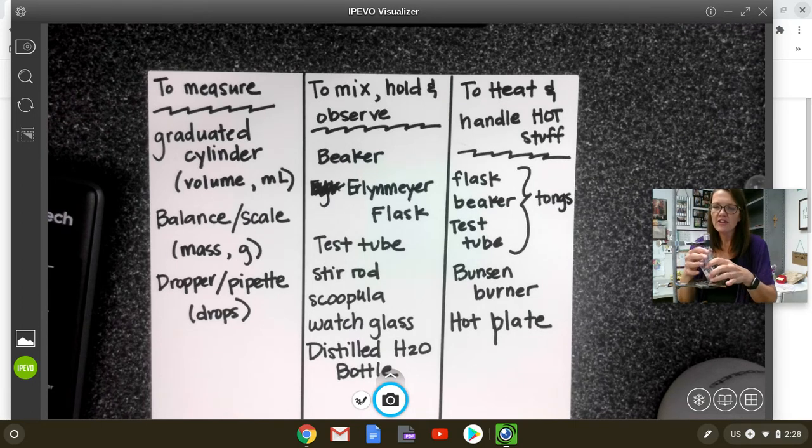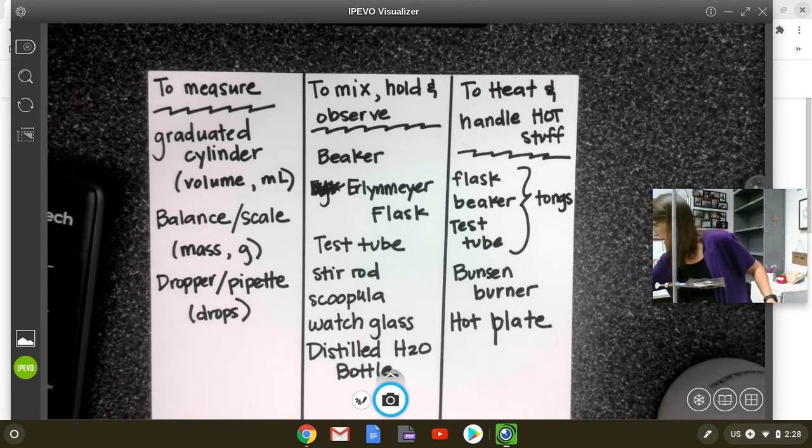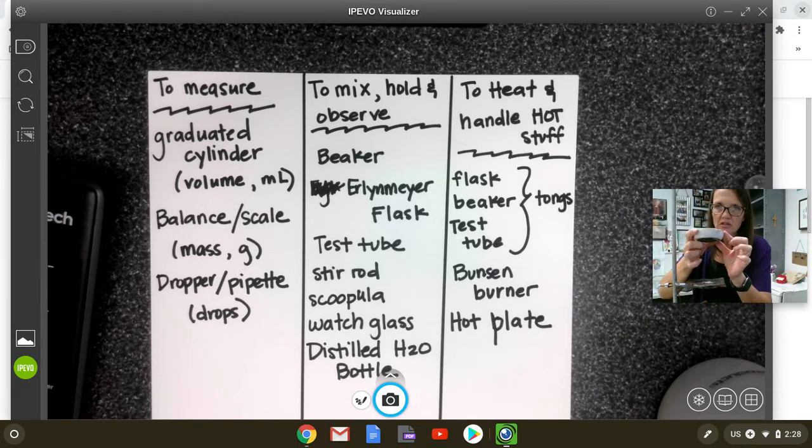The other thing that you can do with this whole ring stand setup is you can use what's called an evaporating dish. Okay, we can heat an evaporating dish a couple of different ways. One way is you can set it directly on the ring stand. They are made of very, very strong porcelain, and so they can withstand a lot of heat.